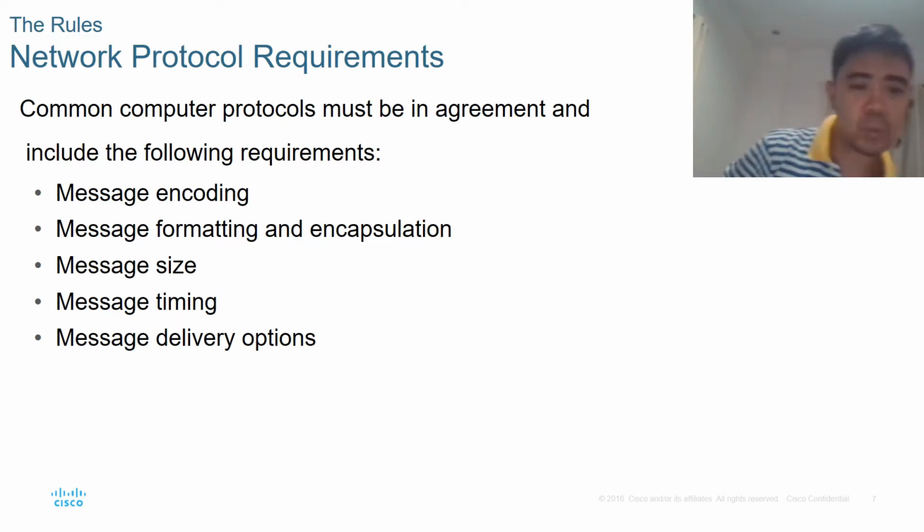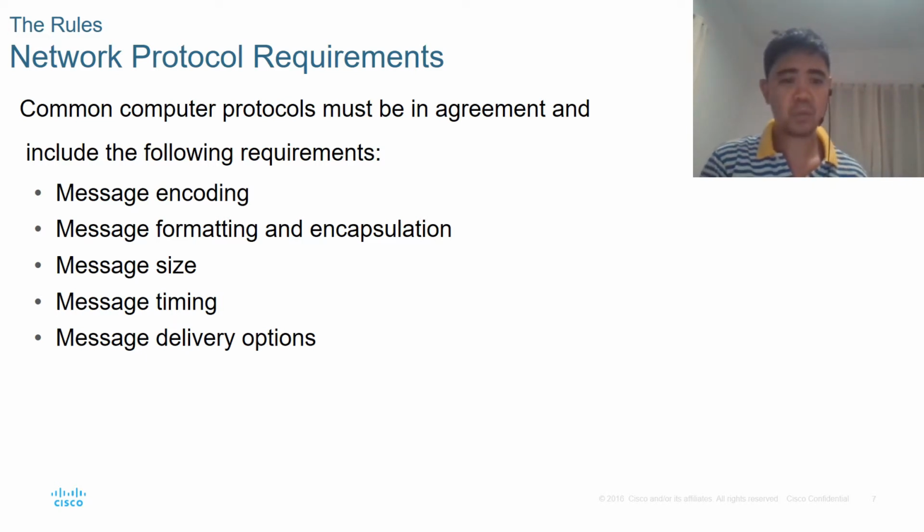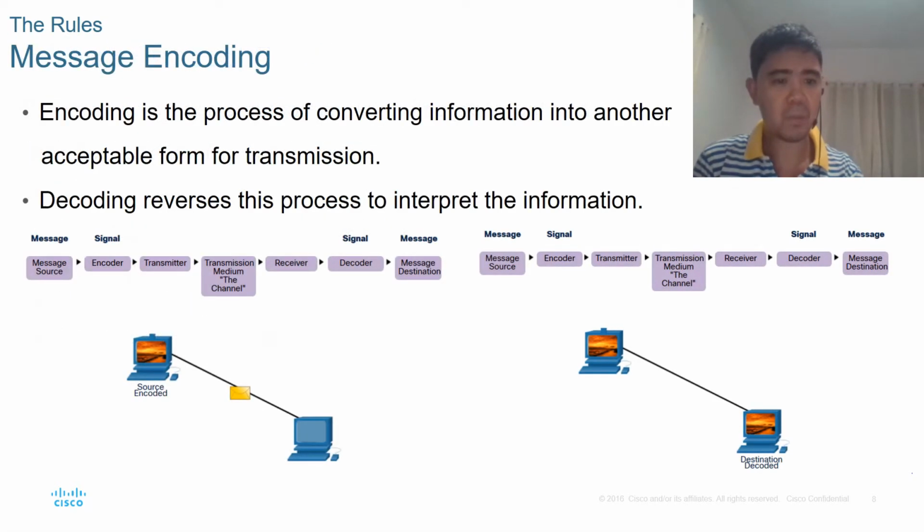Some of the network protocol requirements have something to do with encoding, formatting, size, timing, and delivery options. Let's deal with this one by one. With encoding, usually most of this occurs in the cable, LAN card to cable. What we mean by encoding is the process of converting the information into an acceptable form of transmission.